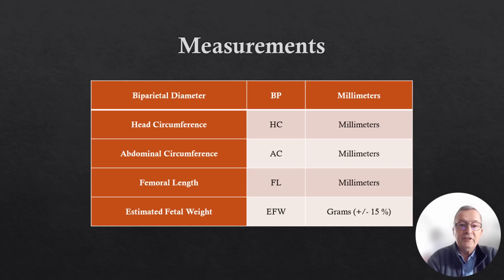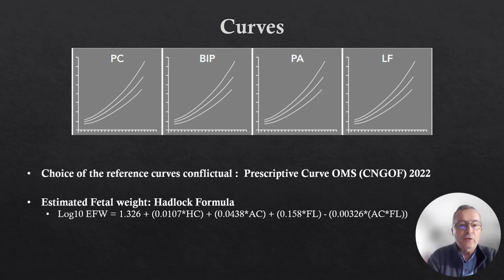All measurements of the different parameters will be expressed in millimeters, and the fetal estimated weight will be in grams, with an approximation of more or less 15%. All the measurements will be reported on individual curves with the evolving factors. And all these measurements should allow the estimation of fetal weight with the formula of Hadlock. The problem is the choice of the curve. And presently in France, we use the prescriptive curve of the OMS.